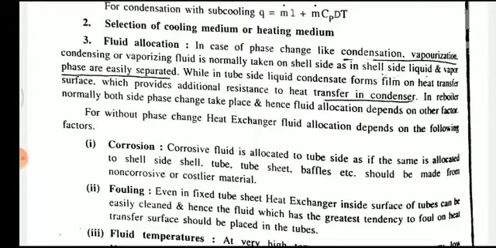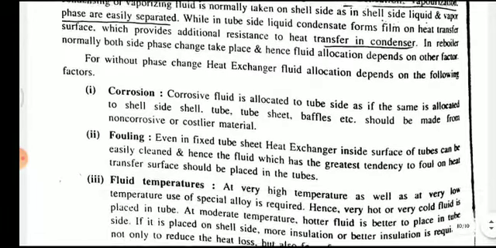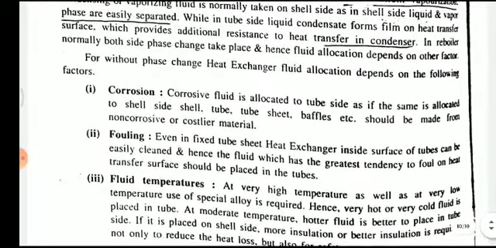For a heat exchanger without phase change, fluid allocation depends on the following factors: corrosion, fouling, fluid temperature and operating pressure. A corrosive fluid is allocated to the tube side, because if it is allocated to the shell side, the shell, tube, tube sheet, baffles, etc. should be made from non-corrosive or costlier material.